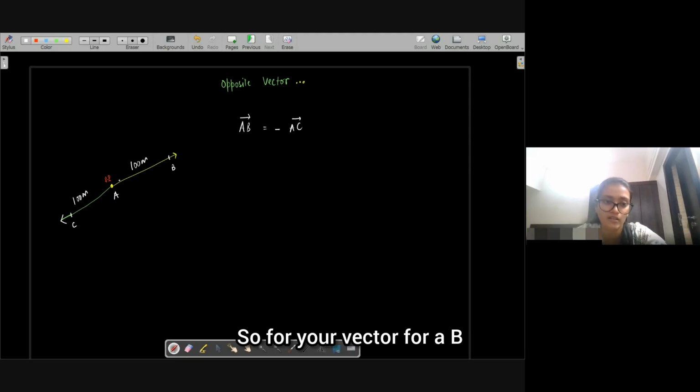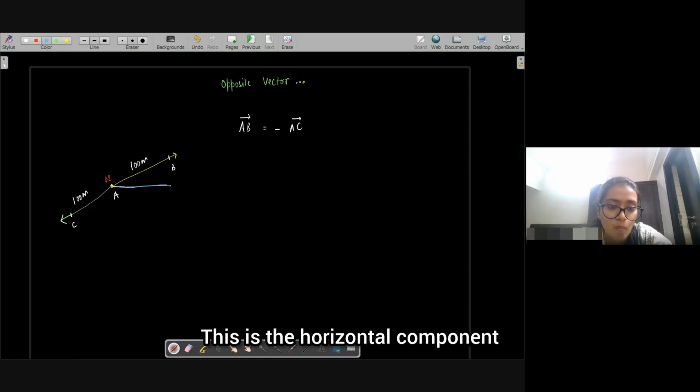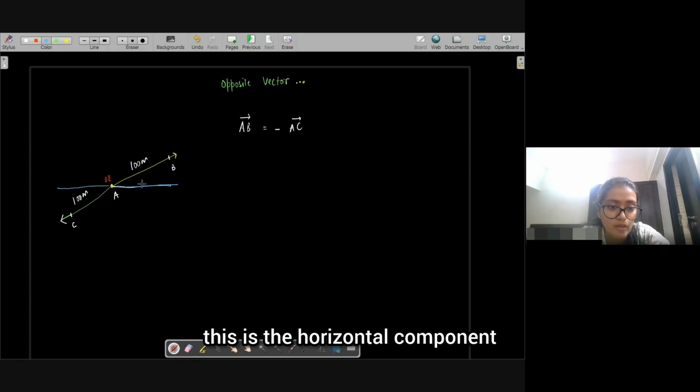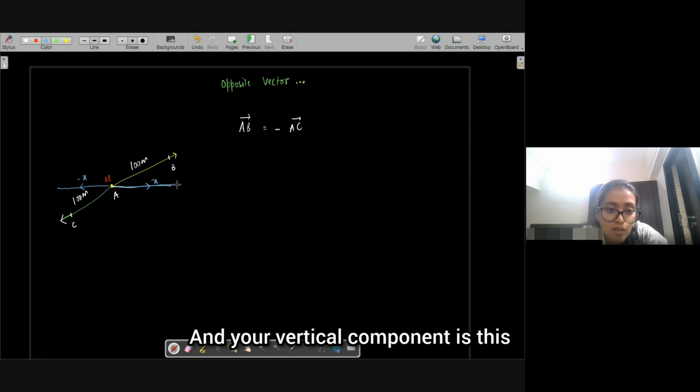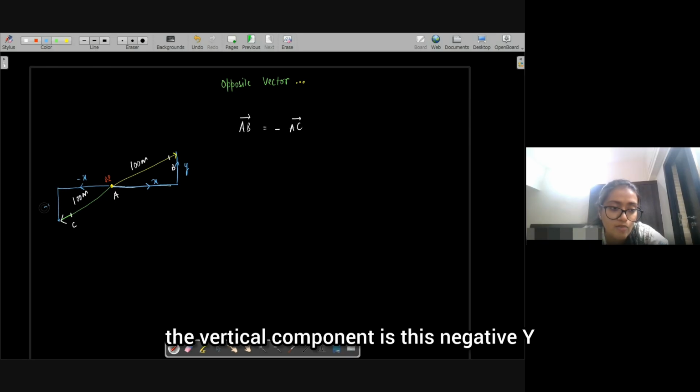So for your vector, for AB, this is the horizontal component. And for your friend, this is the horizontal component. So whatever this is, whatever unit, let's say this is X. So for your friend, this is negative X. And your vertical component is this Y. And for your friend, the vertical component is this negative Y.